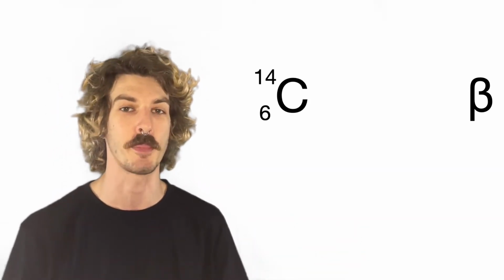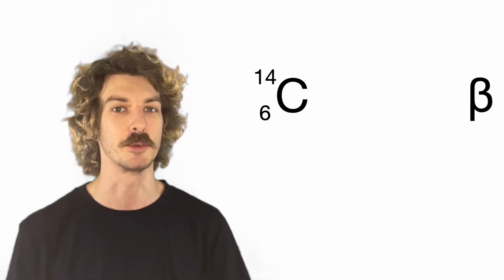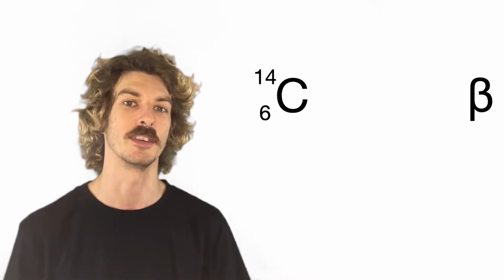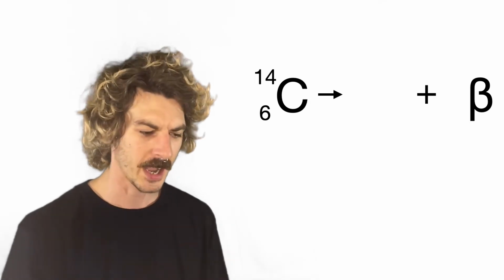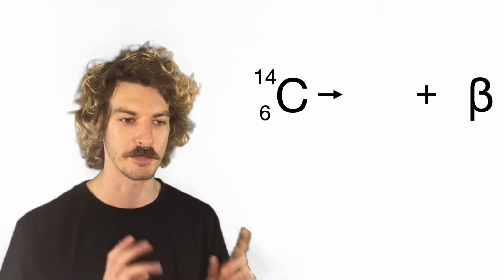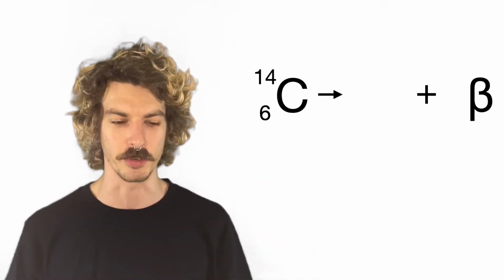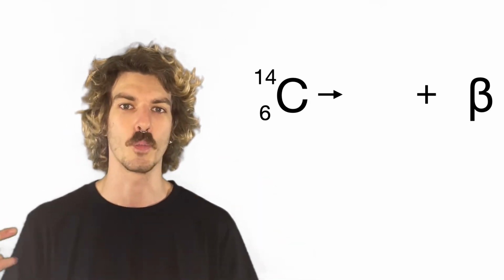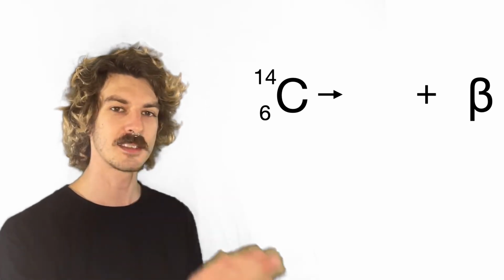Okay, so let's see what that would look like as a decay equation. This time I'm going to use carbon-14 as my parent nucleus. It's got a mass number of 14 and an atomic number of 6. So let's work out what we're going to be left over with. Well, the atomic number is the number of protons. I've created a proton, so the atomic number is going to get 1 bigger. That's going to be 7.